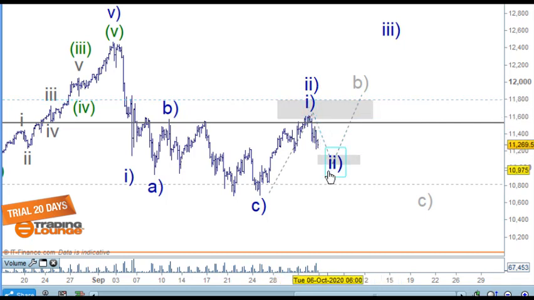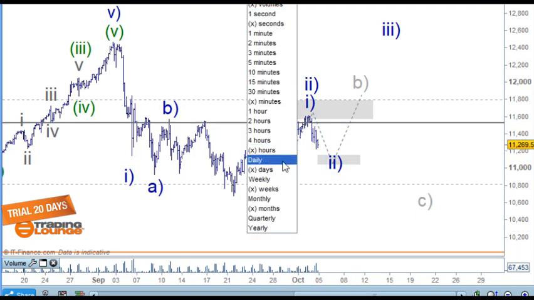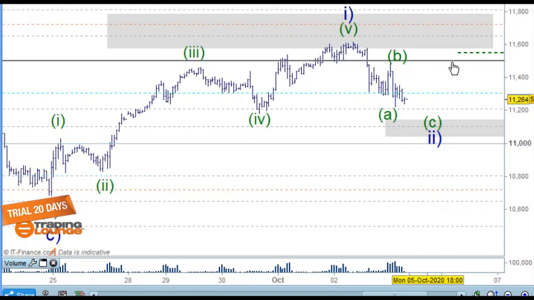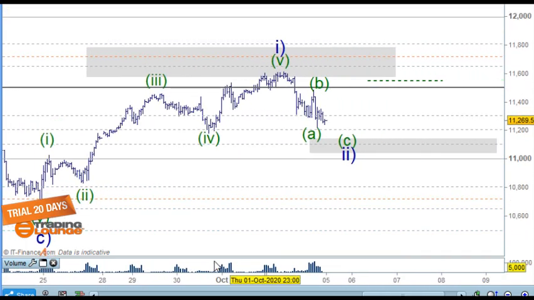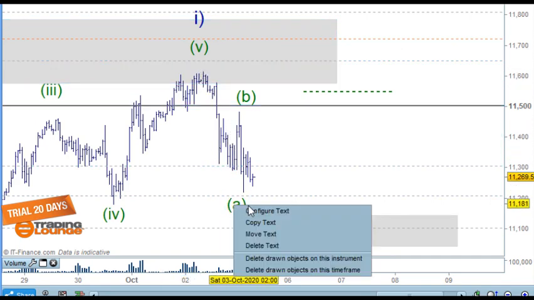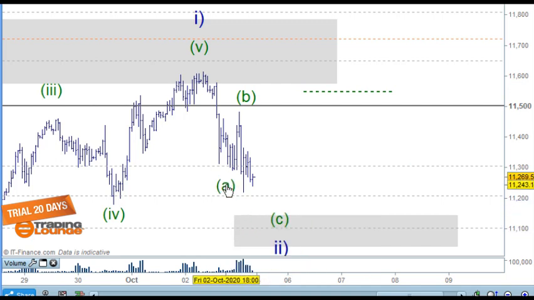In terms of this being an ABC correction back here to this space, it does appear that it needs to move back a little bit further. So if we look at it just on the hourly chart here, I can count 1 and 2 and 3 and 4 and 5 down here for this, and then the B wave coming back to the 50-60% retracement level, and then wave C coming down in this space, but it doesn't finish off here very well.